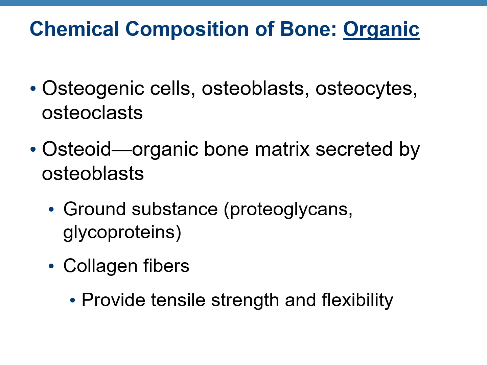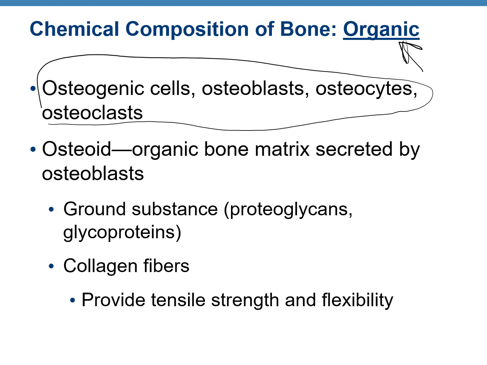Chemical composition of bone. The chemical composition of bone can be divided into two parts, organic and inorganic. So on this slide, we will talk about the organic part of a bone. The organic part will include all those cells that we discussed previously: osteogenic cells, stem cells, osteoblasts, cells that secrete bony matrix, osteocytes, which maintain bone matrix, and osteoclasts, which resorb bone matrix. So all the cells and the organic part of the matrix.